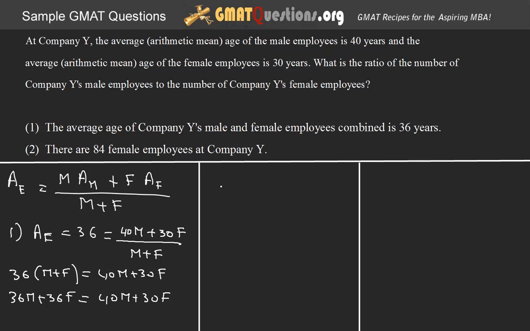If I do that, you're going to see that we have 36f minus 30f is equal to 40m minus 36m. And here you can see that this is 6f equals 4m. And clearly this means that m over f is equal to 6 over 4, which is equal to 3/2. Okay? Because what we're looking for is the ratio of the number of male employees to the number of female employees, m over f.